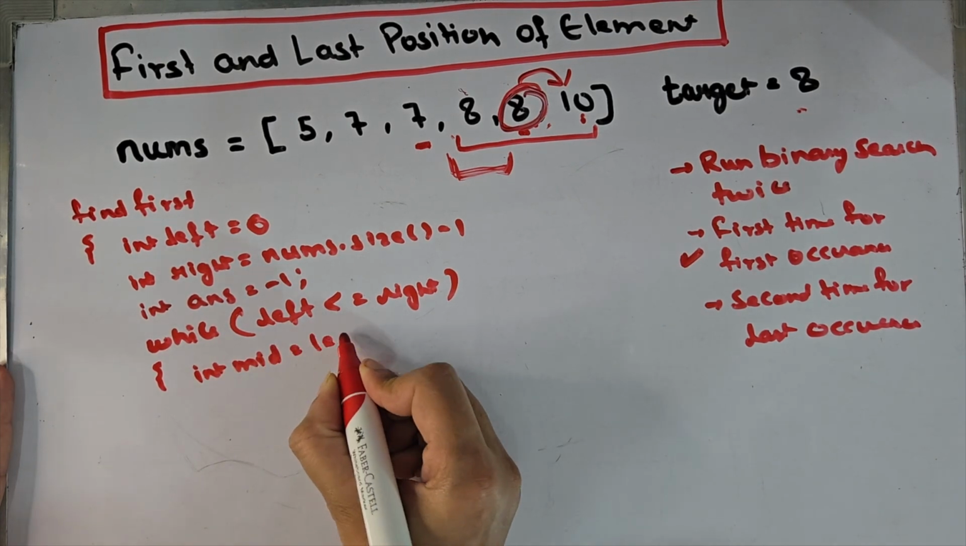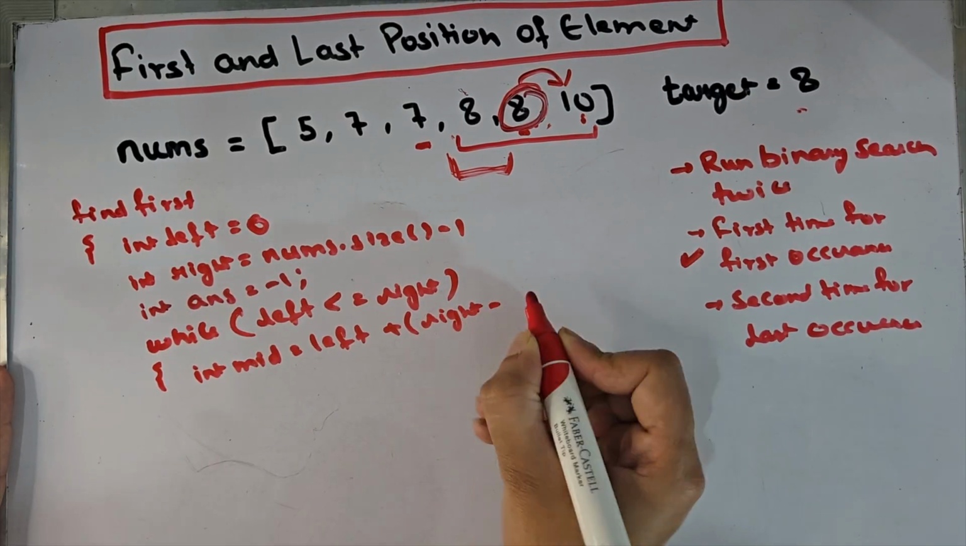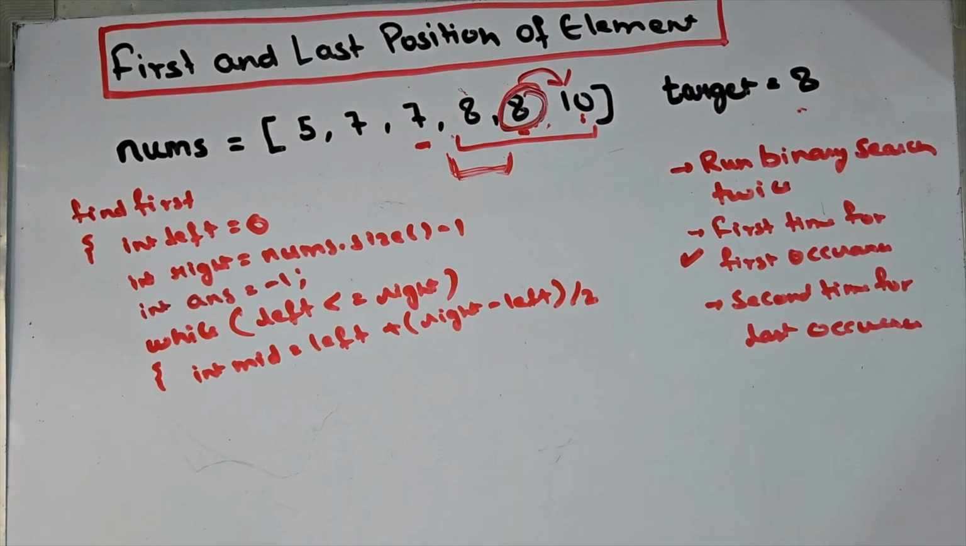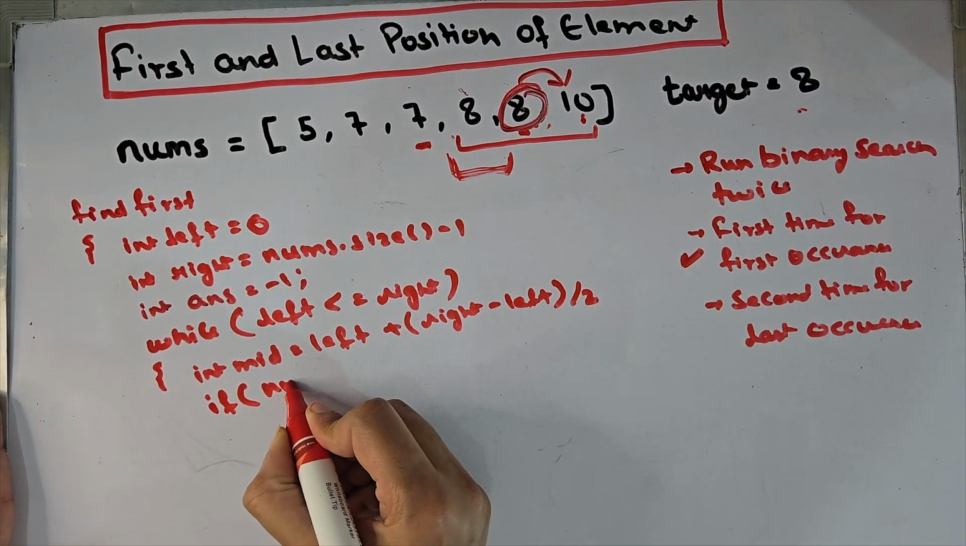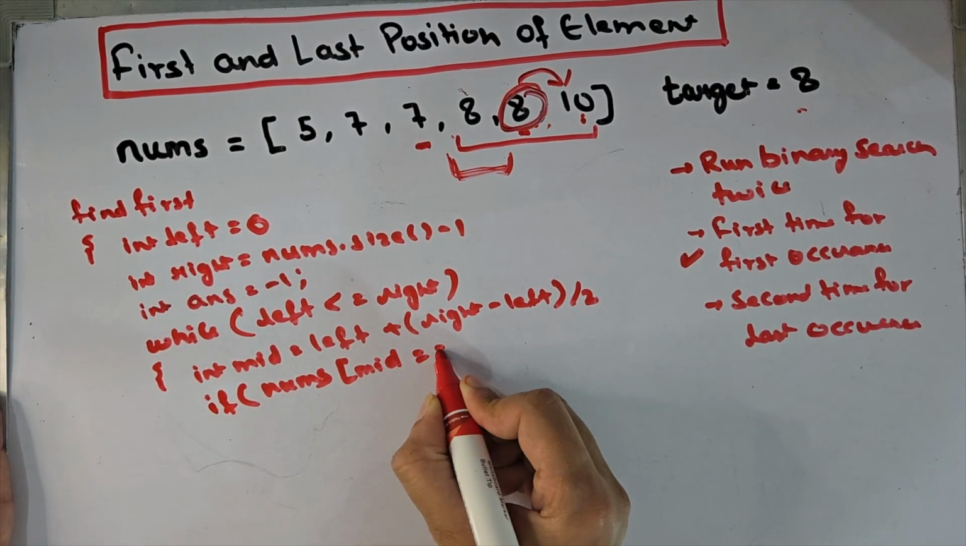Mid is equal to left plus (right minus left) divided by 2. Once we have mid, we will check if the number at mid index is equal to target or not. So we will check the element at mid, is it equal to target?